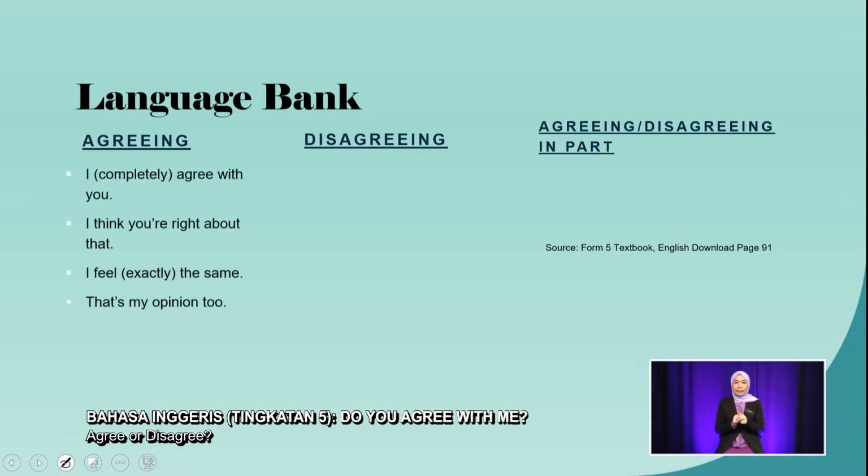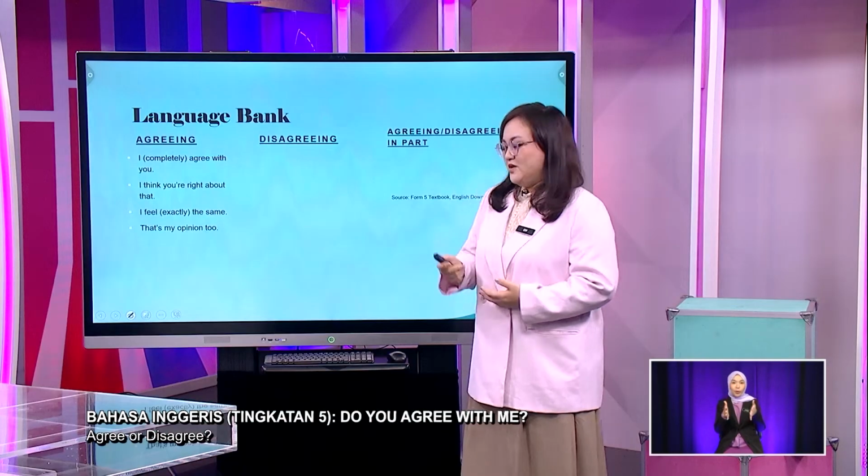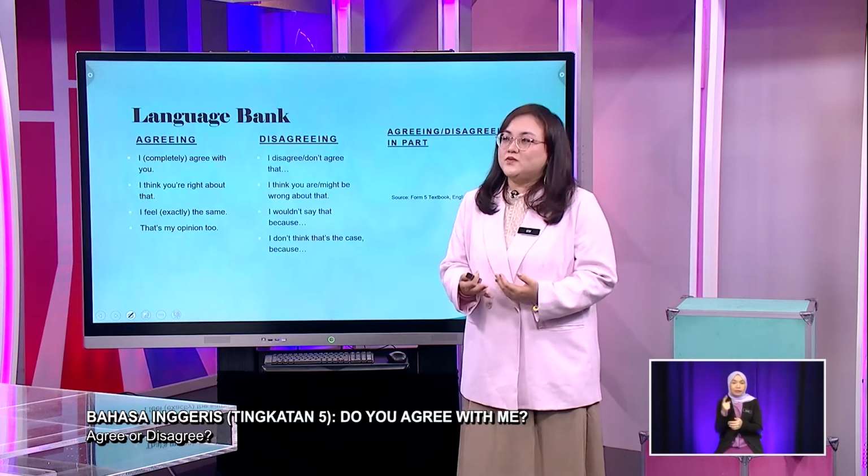Okay, let's see. If you agree with your friend, you can say, I completely agree with you, or you can say, I totally agree with you. Then your friends will know that you agree with them. The second one, you can use, I think you are right about that. Or you can say, I feel the same way, or I feel it exactly the same. And then another one is, that is my opinion too. When you say something like this, people will know that you actually agree with them, right? Okay, how about if you do not agree with someone else?